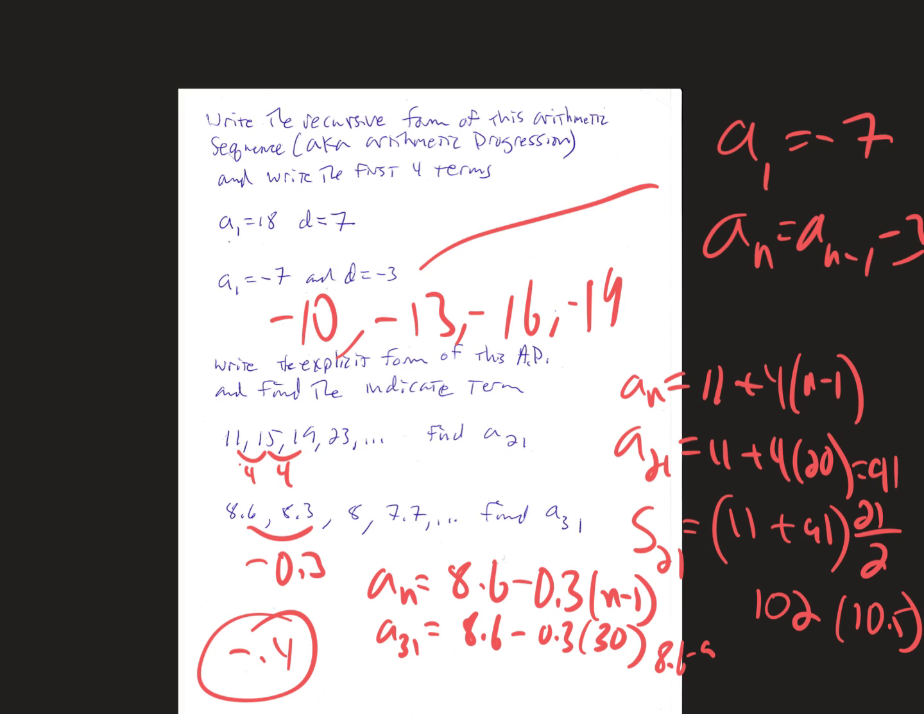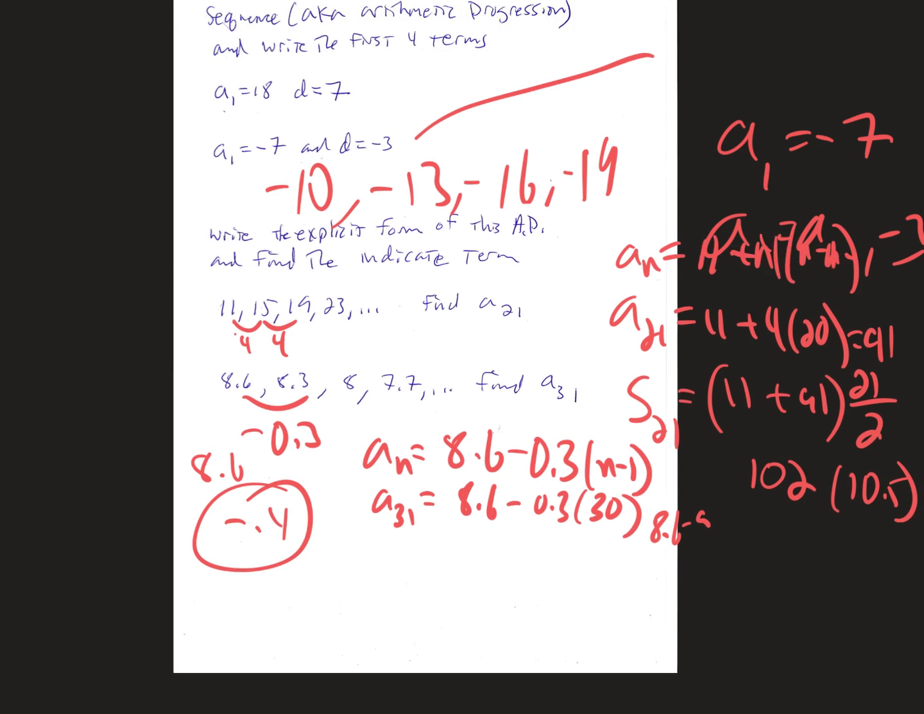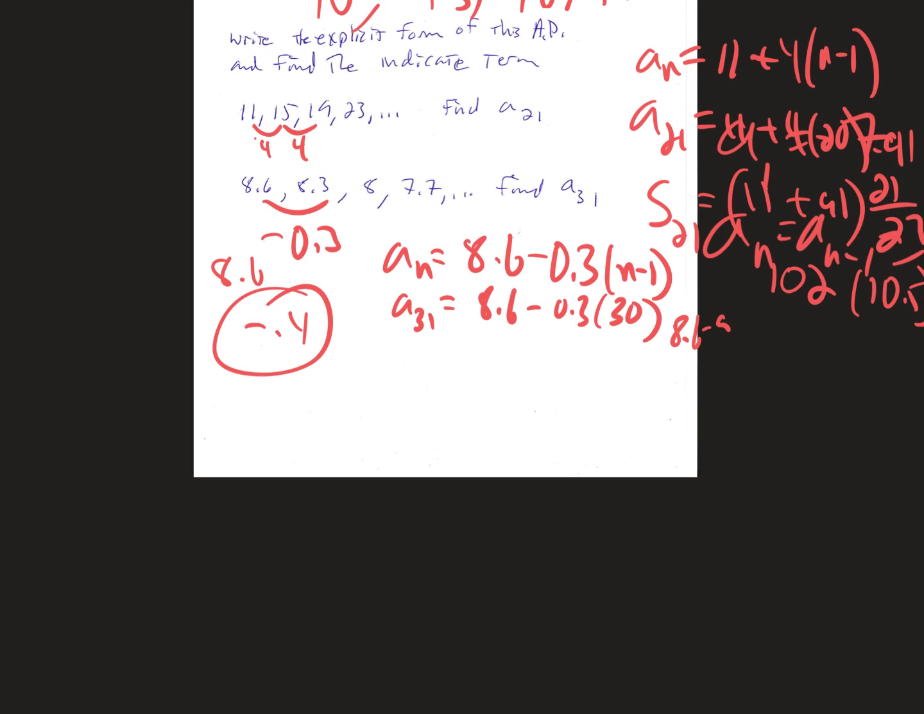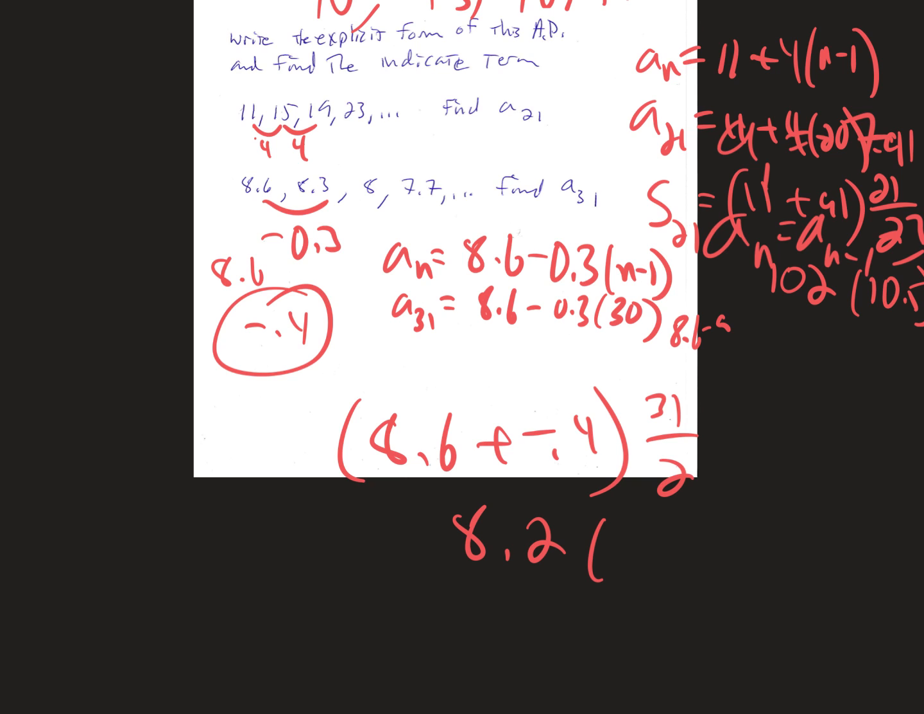And if we want to find the sum of this series, we'd take the 8.6. I'm running out of space. Oh, maybe I'm not running out of space. This is an expandable board. So 8.6 plus negative 0.4, first term plus last term, times 31 over 2. And so that would be 8.2 times 15.5. And we could do that, and we could do it with fractions if you wanted to.